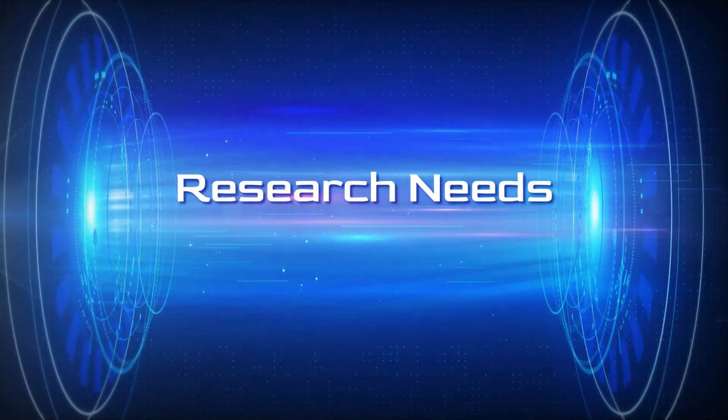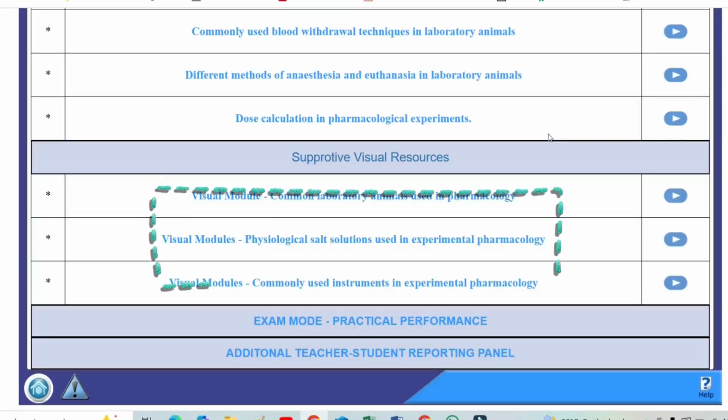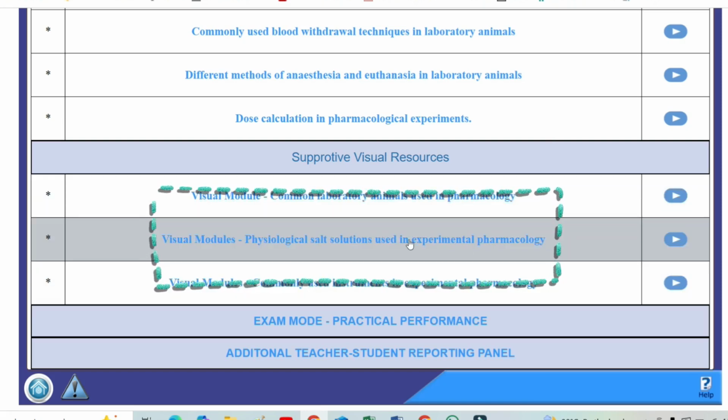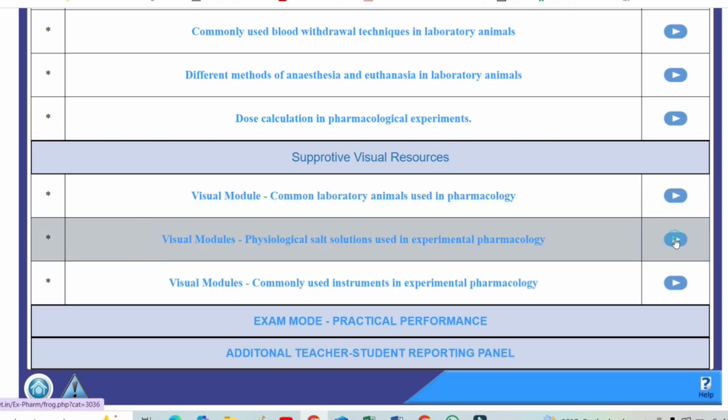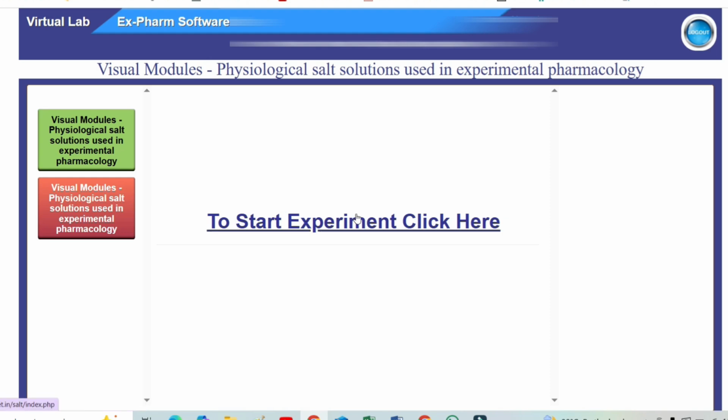In this video, we will see physiological salt solution used in experimental pharmacology. So we will see here how to prepare them and what their uses are. So we will go with the Expharma software. So here we will click. Here you can see the interface. Here it's showing visual modules, physiological salt solution used in experimental pharmacology. So we will click this and start the experiment.